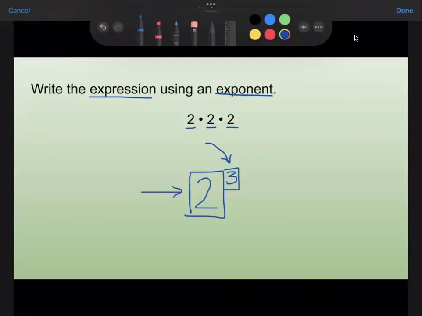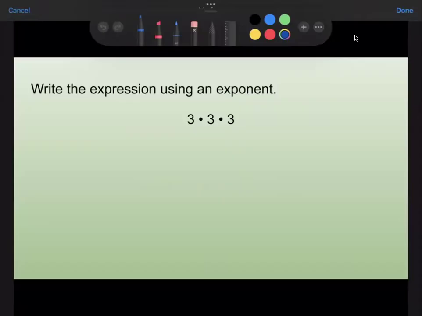So to recap, an exponent is a shorthand way to write a multiplication expression that asks us to multiply the same number over and over and over again repeatedly. That means we can take 2 times 2 times 2 and rewrite it as 2 to the third power. Now, the third power also has a special nickname that sometimes you'll hear, and that is called cubed. So this could be 2 to the third power, 2 to the power of 3, or 2 cubed.